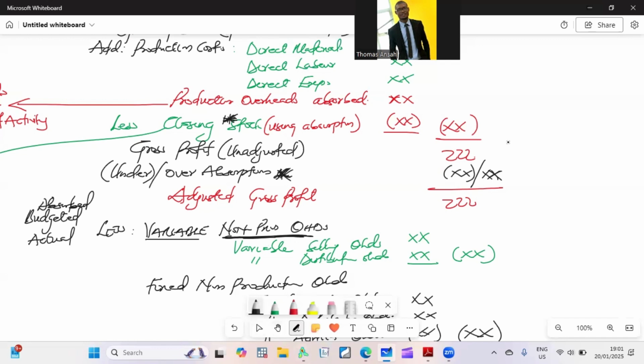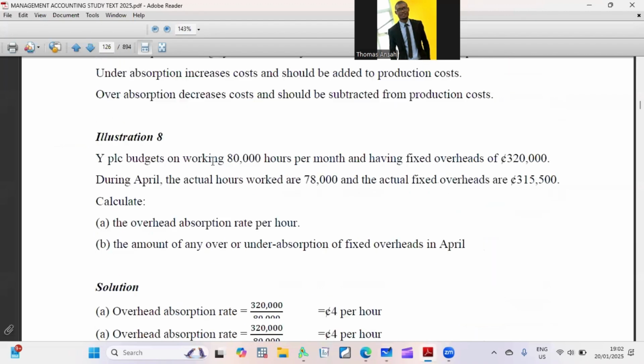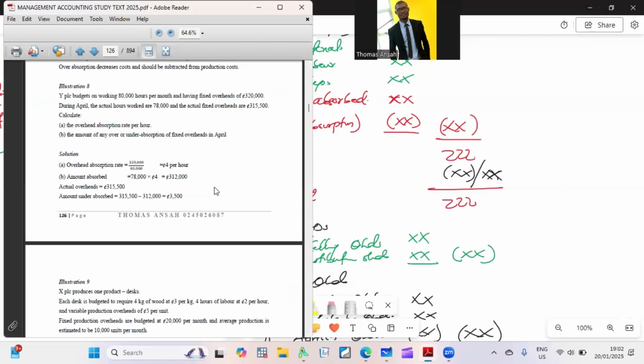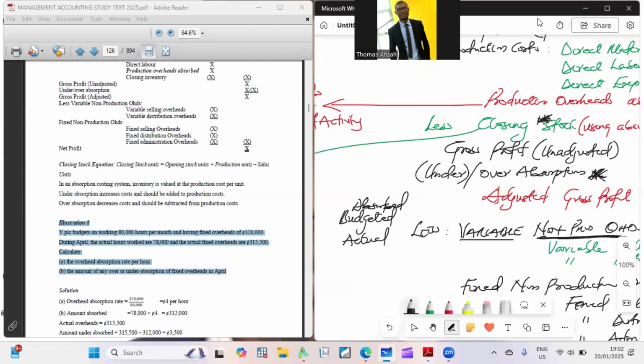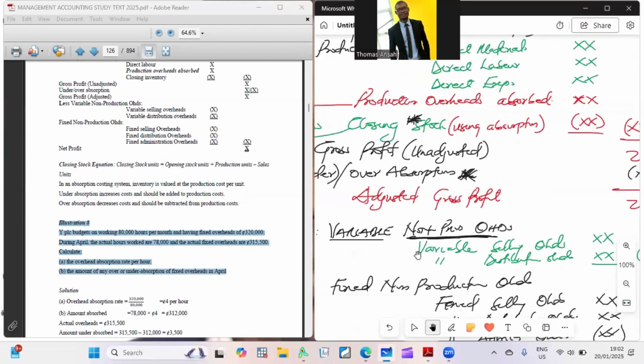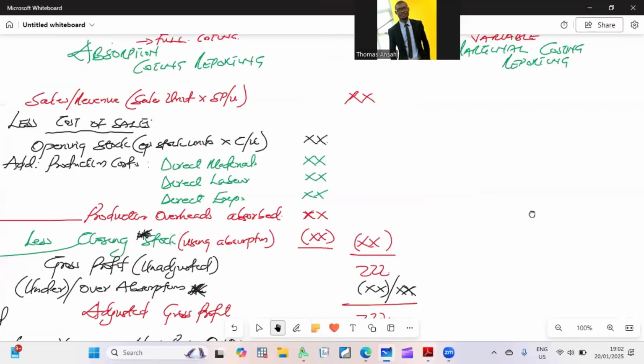So that is that. Let's take another example with that, and we should be able to deal with all forms of questions that require us to report using absorption costing, given this template now. So let's pick a question and look at it. I think we have a question here, a simple illustration, illustration 8. Let's look at that, and we are going to use this same template. Let me give you a few minutes to look at the template very well.